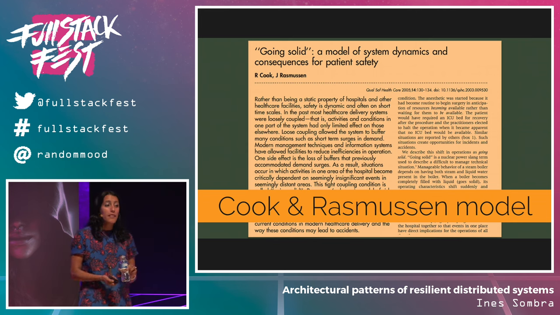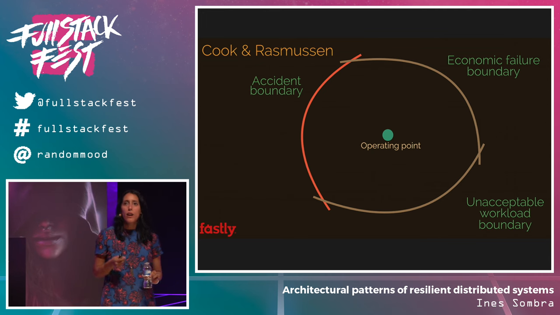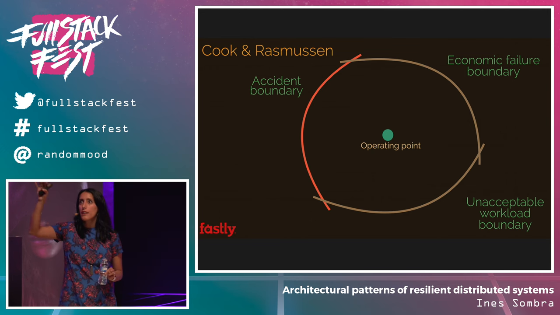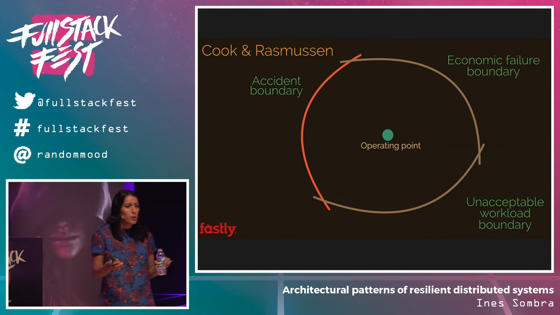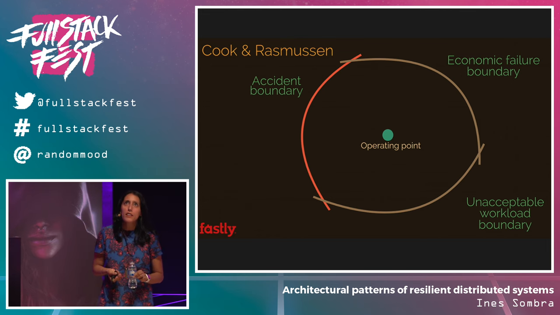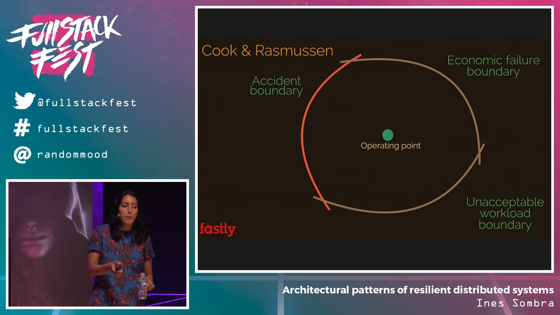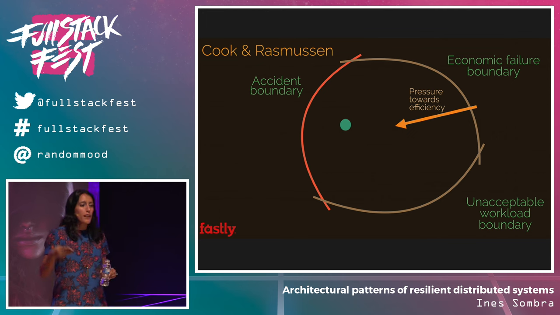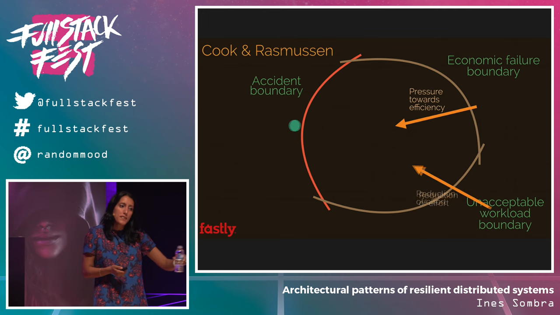He also wrote a paper called How Complex Systems Fail. That is a very, very nice one. But this is his model. So you have this universe, and then in the middle of it, you have what is called the operating point. And the operating point is always in motion. On one side, you have the economic failure boundary, the things that are economically feasible or not for you to do. On the other side, you have the unacceptable workload boundary. If something is very tedious to do, then you're likely just going to violate that boundary. And then there's the accident, whenever things go really bad. So the operating point is in motion. And sometimes you would have different pressures that they place on the operating point. So in here we have pressures towards efficiency. We want to save more money and then it moves closer to an accident.